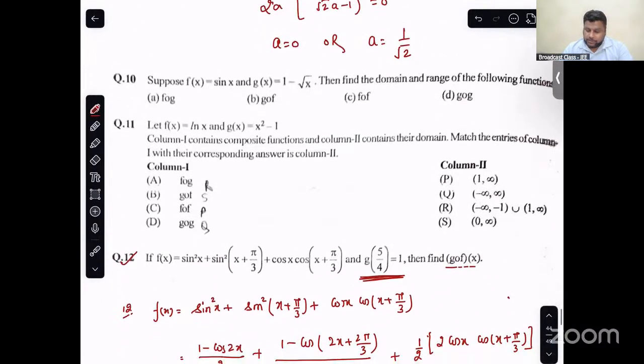Now, go with question number 11. It's a column match. f of x is given to you as ln x. g of x is x square minus 1. They are asking for domain in the column 2 for the function in column 1. Quickly try.